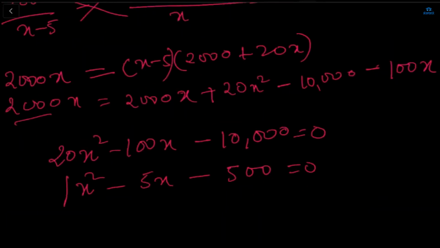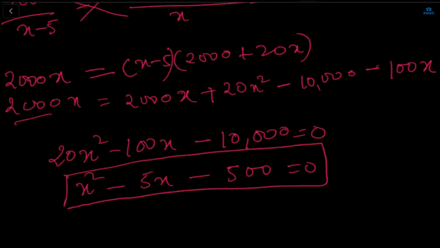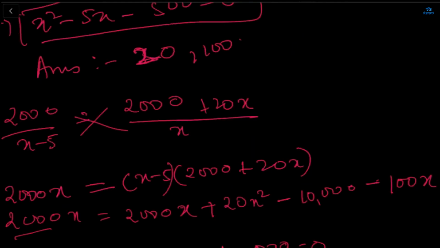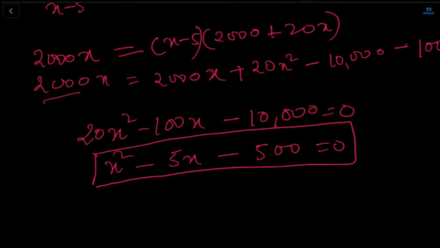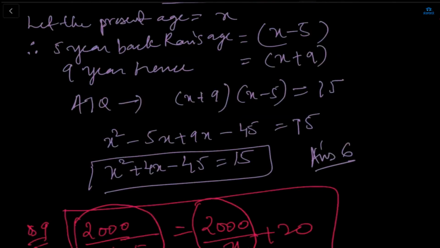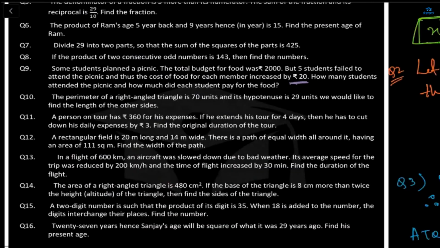Now after this, you can solve it by any of the methods that I have already taught you, either middle term splitting or by quadratic formula. Any of the methods you can use and get the value. The final answer will be 20 and 100 that I have told you. Okay, 20, and this first question was question 9. Now question number 10.